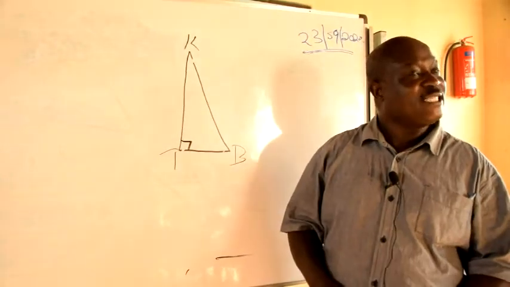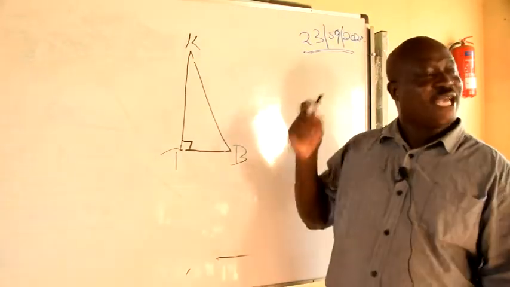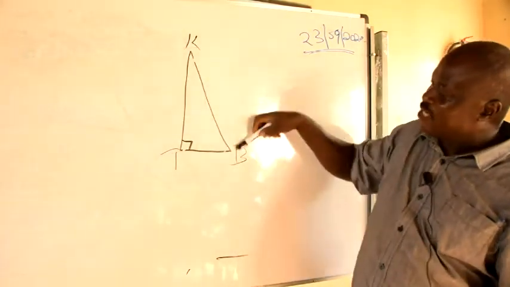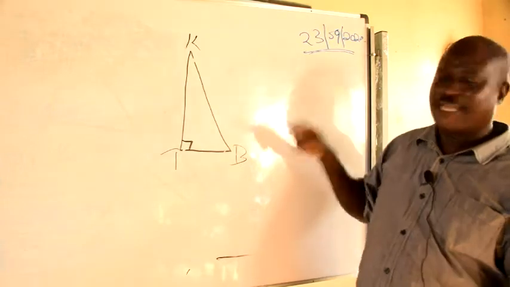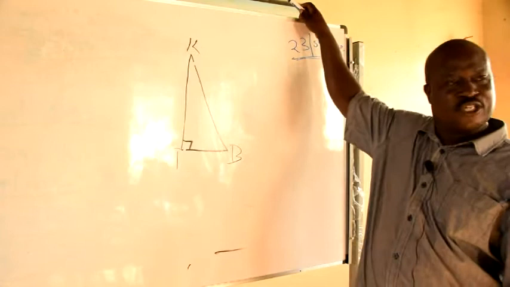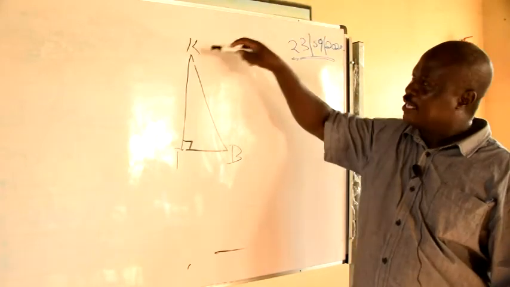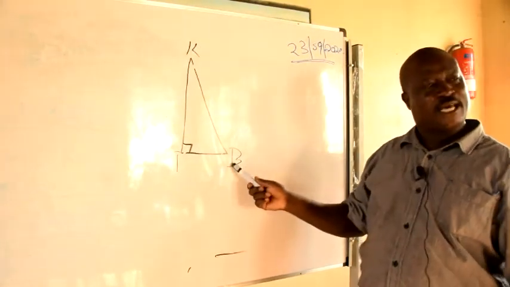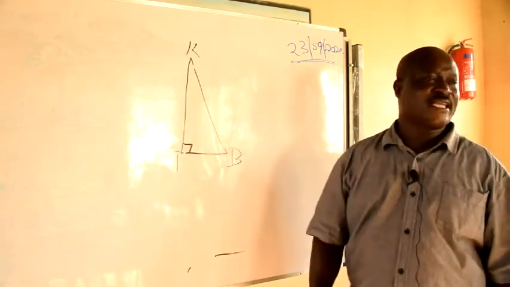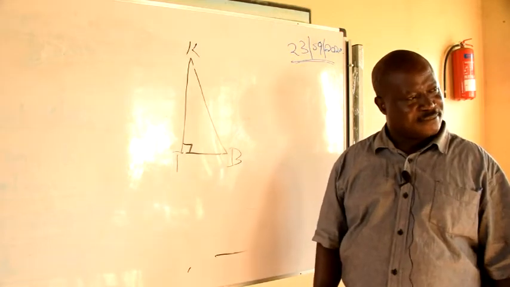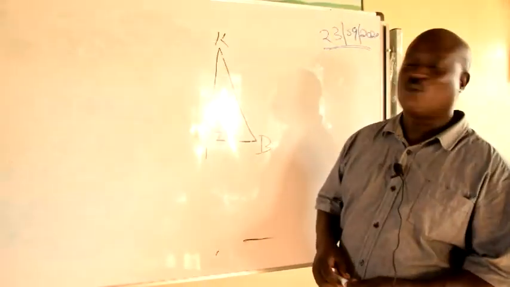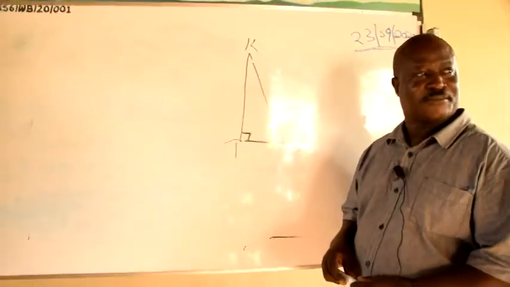If you have a right angled triangle, we have two shorter sides and one side which is longest. It is longer than the other two. The side which is longest is called the hypotenuse. Side KB is the hypotenuse. Side KT and side TB are the shorter sides. That is something that we have to note. You knew it when you were in primary school.